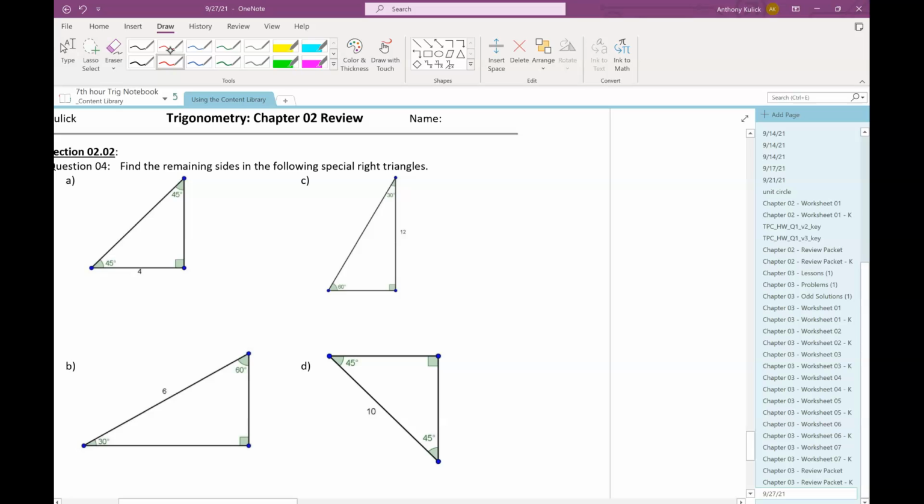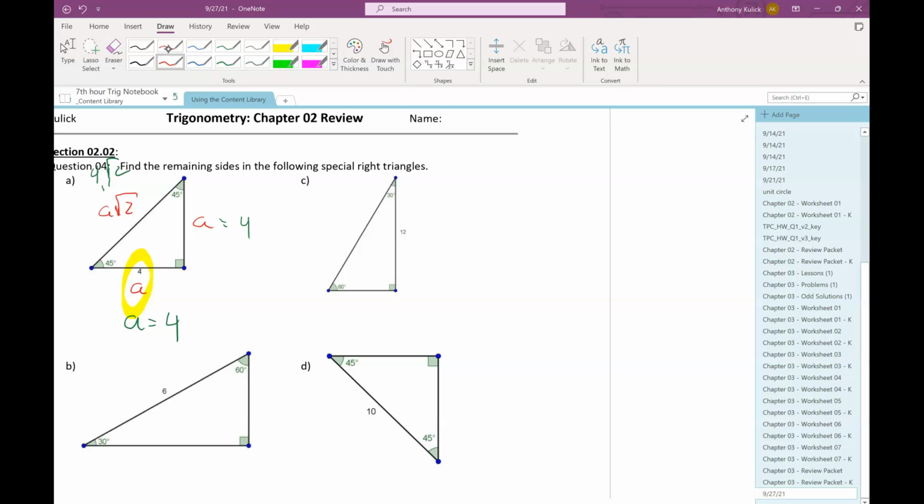So 45, 45, 90 triangle. So we remember that the A's are the legs and A root 2 is the hypotenuse, right? In this case, I know A is 4. So this side is also 4. And this side would be like 4 root 2.